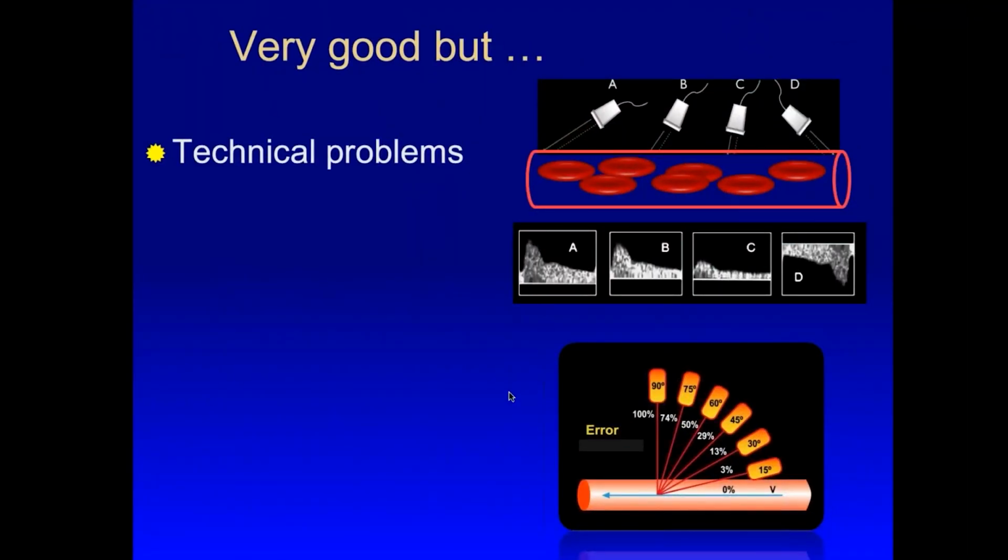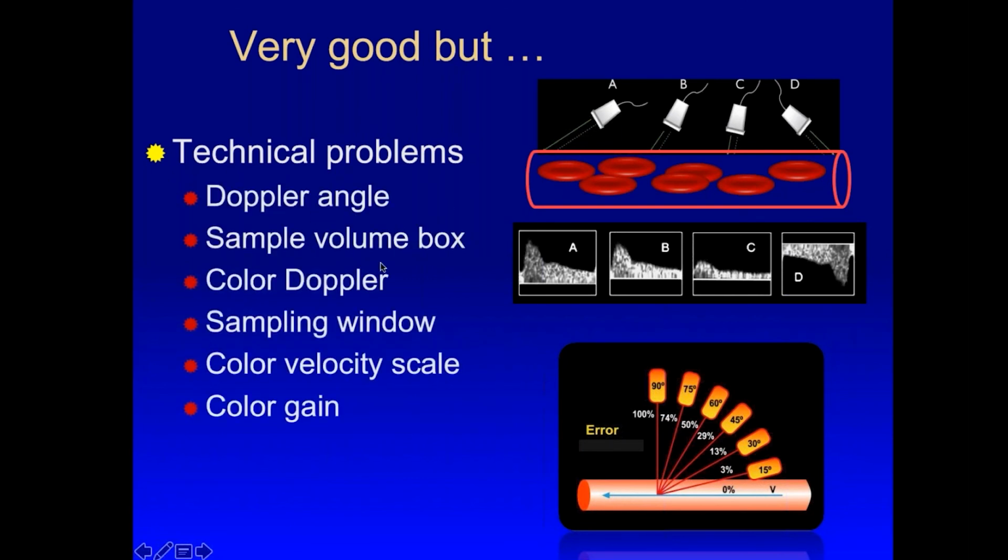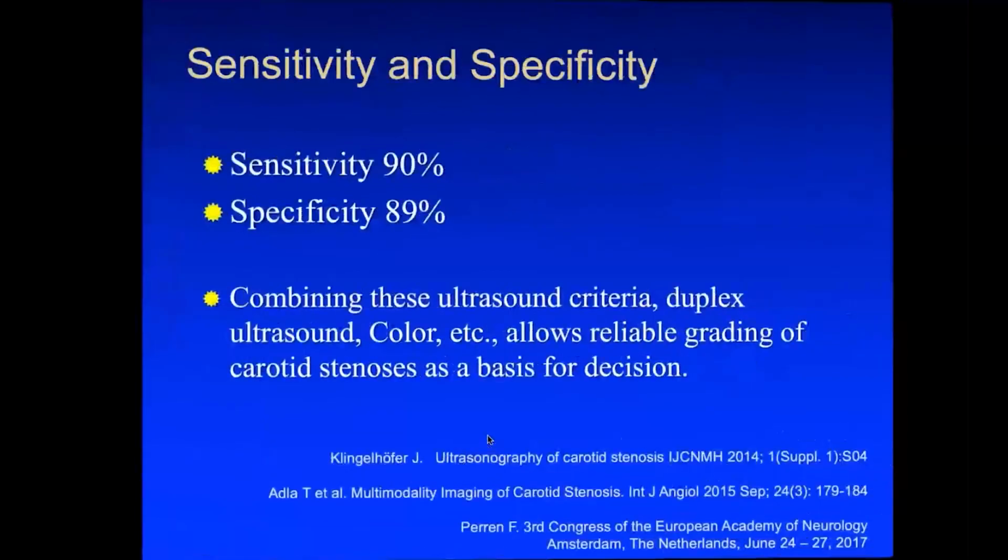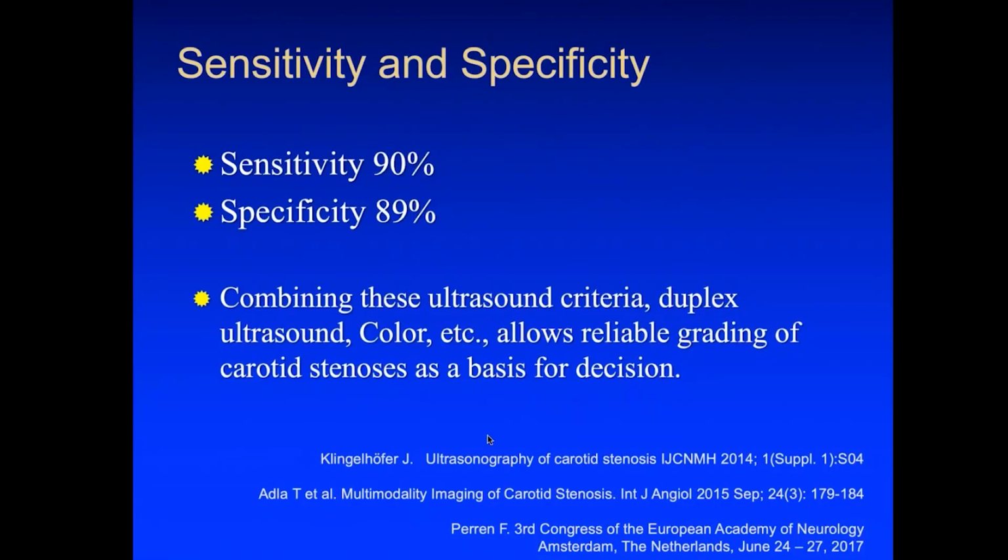Yes, this is very good, but we have some technical problems that we have to keep in mind, and we have to resolve them: the Doppler angle, the sample volume box, the color Doppler sampling window, color velocity scale, and color gain. If you adjust all these parameters in the proper way, we have a sensitivity of 90% and a specificity of 89%, and combining these ultrasound duplex criteria, duplex ultrasound, color, etc., this combination allows a reliable grading of carotid stenosis as a basis for decision.